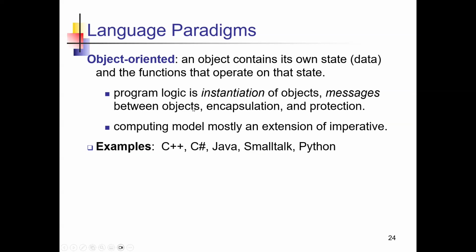So program logic is instantiation of objects. When we say instantiation of an object, we mean we are creating an object from a class. We may discuss this in more detail in the future. The concepts of encapsulation, protection, etc. Examples of object-oriented programming languages can be C++, C#, Java, Python, Smalltalk.